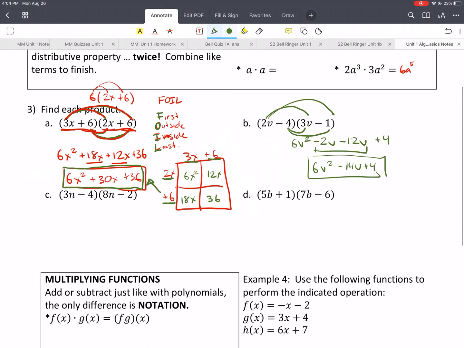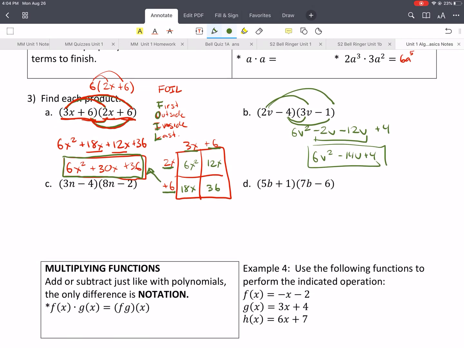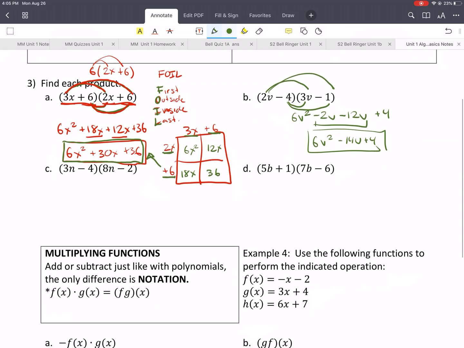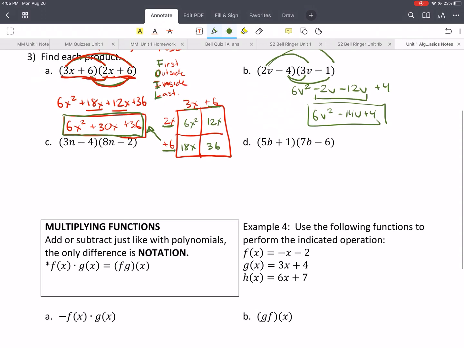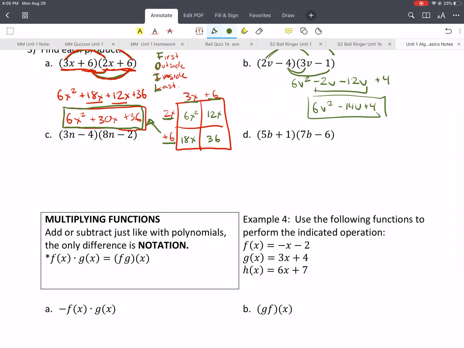Okay? And all of the other ones are basically the same. I think, well, I'll just skip those. If you have any questions, let me know. Those are very, very similar. It's just multiplying different numbers.